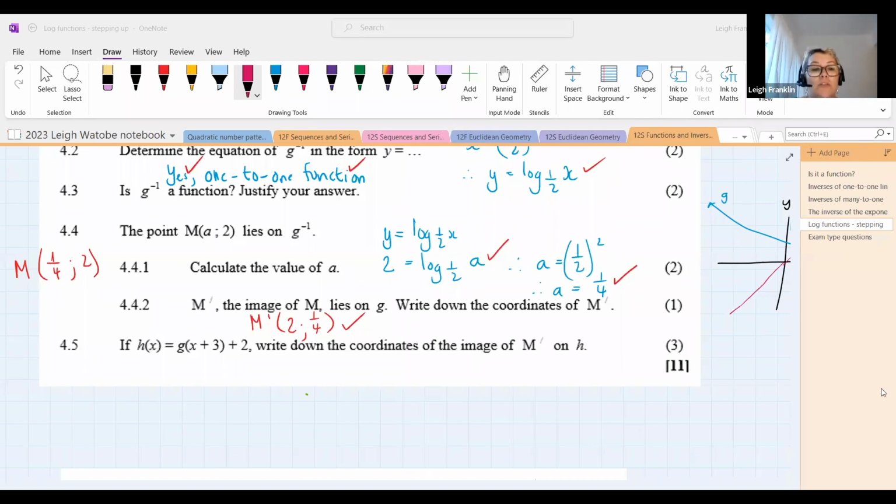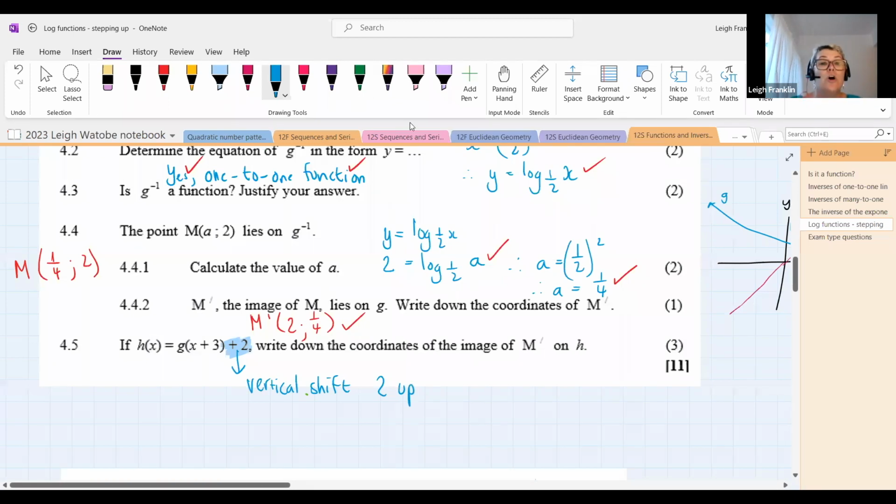What does the part plus 2 at the end mean? What's that an instruction to do? It's a vertical shift. Up or down, Pagelo? I think up. It is, because it's plus. So 2 up. Good job. Now, this bit that I'm highlighting in pink, what does that mean?